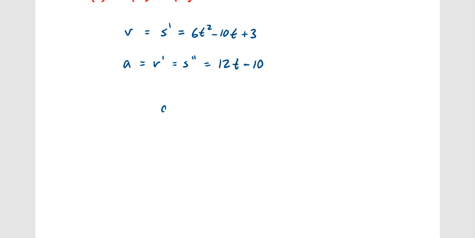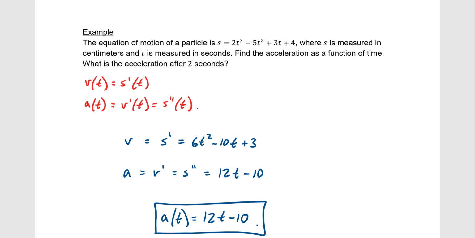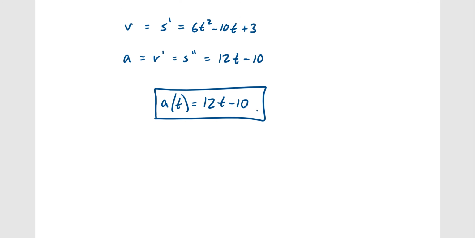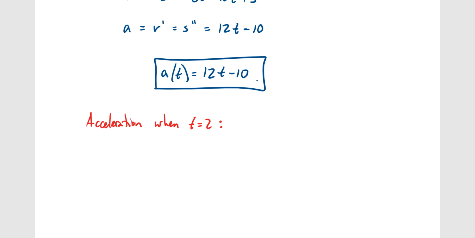So I'm going to label it a of t. You don't have to put the a of t part, you can just put a. It is 12t minus 10. Okay, and the second part of this question said, what is the acceleration after 2 seconds? So that's just time equals 2. So that's going to be evaluating a of 2. That is 12 times 2 minus 10. And that gives us 24 minus 10, so 14.